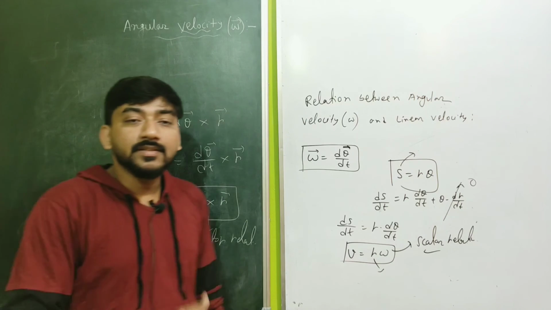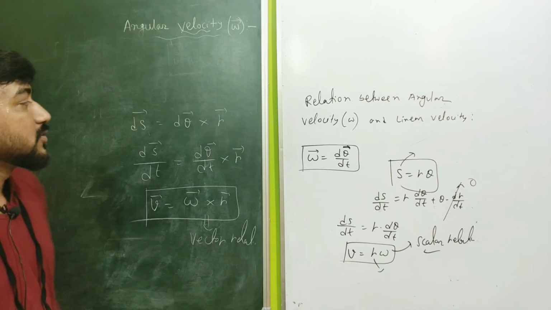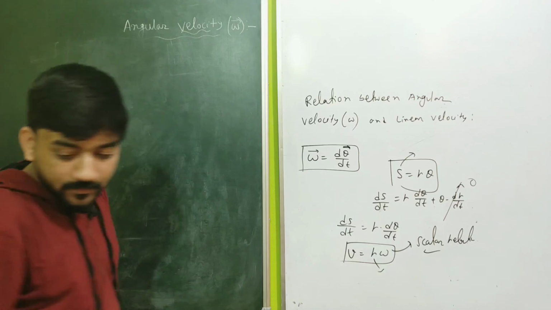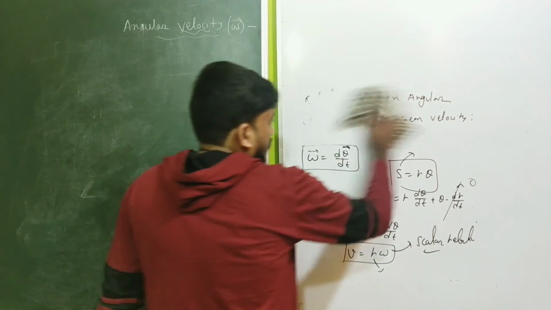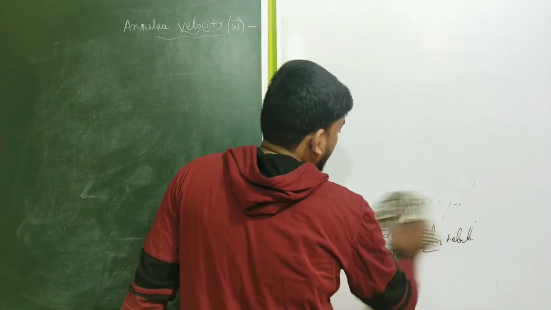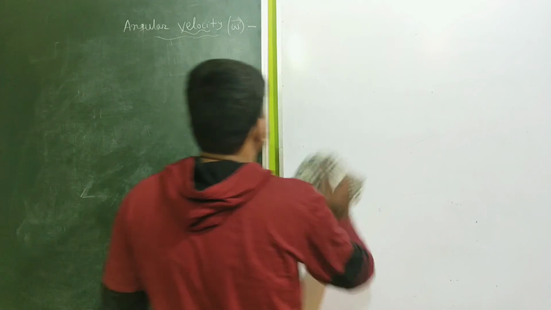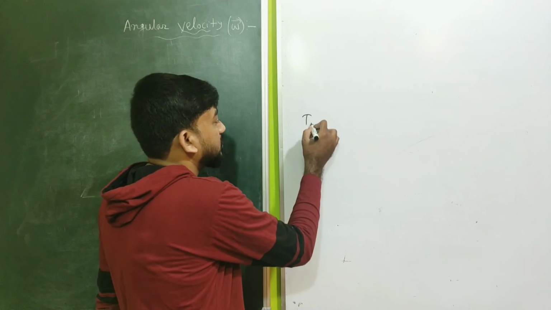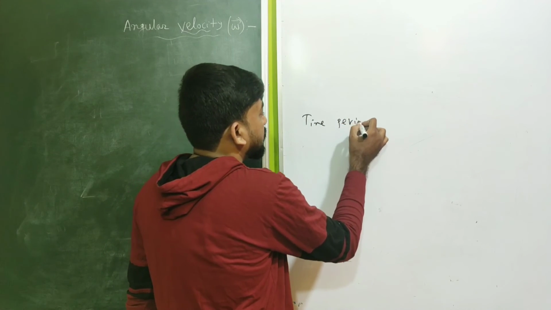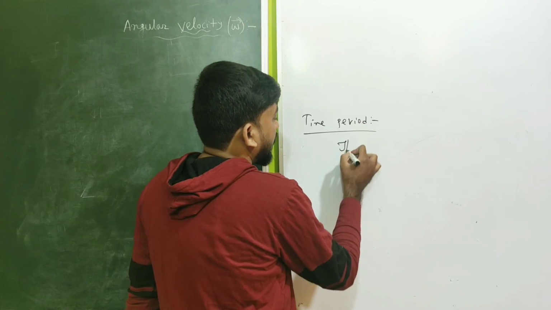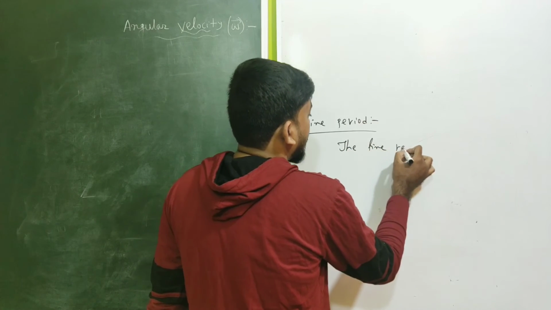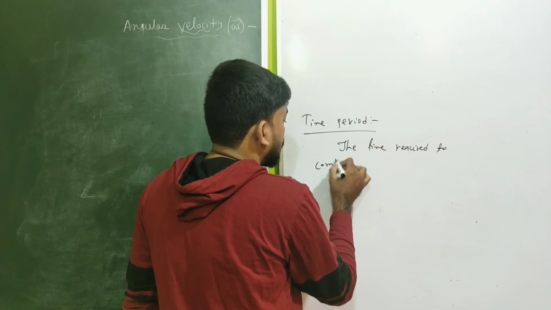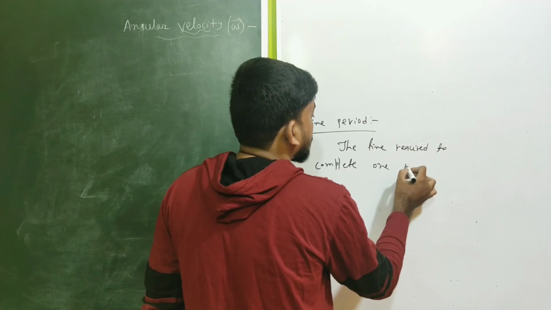Now we can represent this angular velocity in terms of time period and frequency also. So let me discuss this small thing also in this video. One is time period and another is frequency, and we can write these in terms of omega. What is actually meant by time period? The time required to complete one rotation.